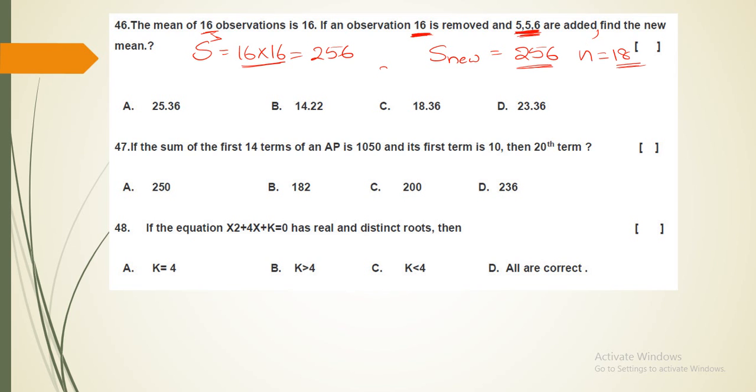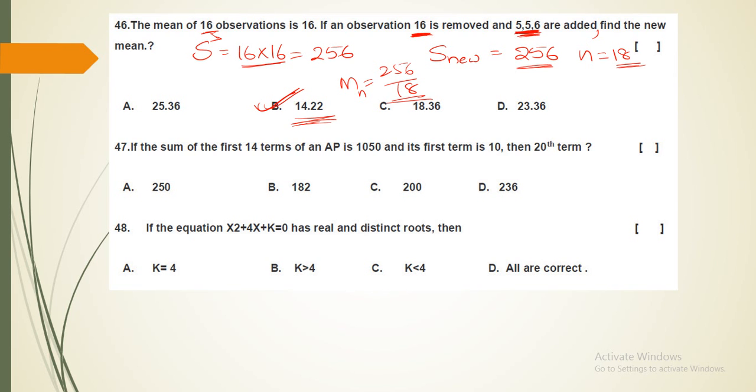So directly we can say the new mean is given by 256 by 18. 256 by 18 means it will be less than 16. So only one option is there, which is 14.22. If you simplify this, you will get this answer.